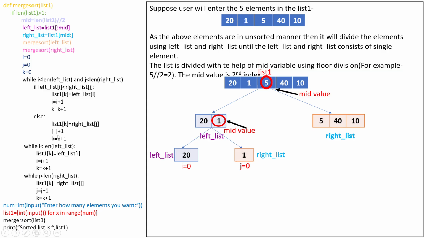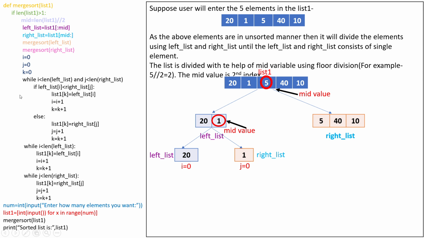J equal to J plus 1. Now J will be incremented by 1. K equal to K plus 1. Now J value is what? 1, and K is also incremented by 1. So K becomes what? 0 plus 1 equal to 1. J is equal to 1, K is equal to 1.